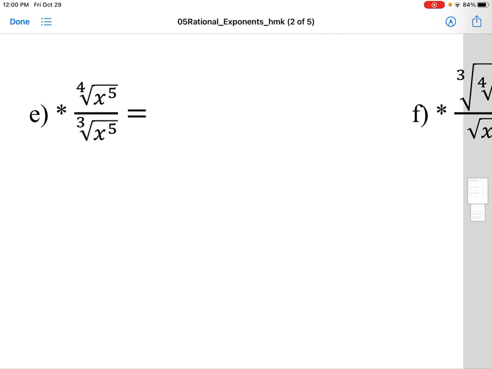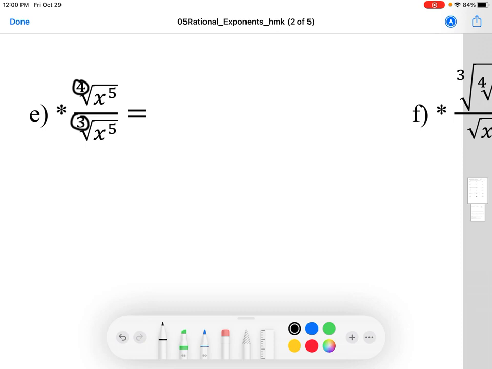So question number 3E on the rational exponents worksheet. We have here two radicals being divided, but one has an index of 4 and the other one has an index of 3. So this is a bit of a problem. We need to have compatible indices to be able to do this.